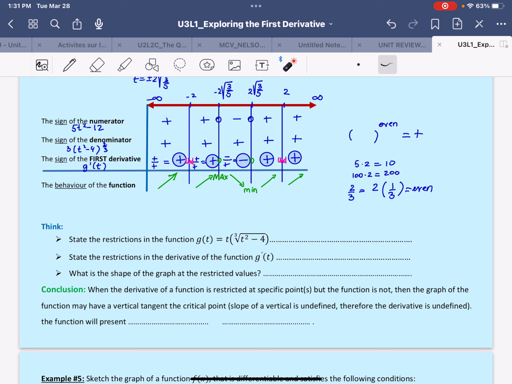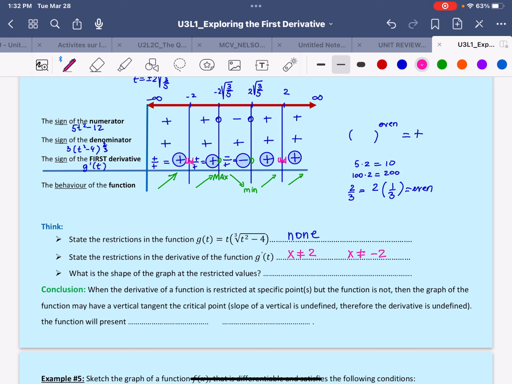So we're going to say that there are no restrictions to the graph of this function, so none. But when we looked at the derivative, we saw that the derivative was undefined at 2 points. So it was undefined at x equals 2 and -2. So we state them as restrictions for the derivative. So at 2 and -2, the derivative is undefined.